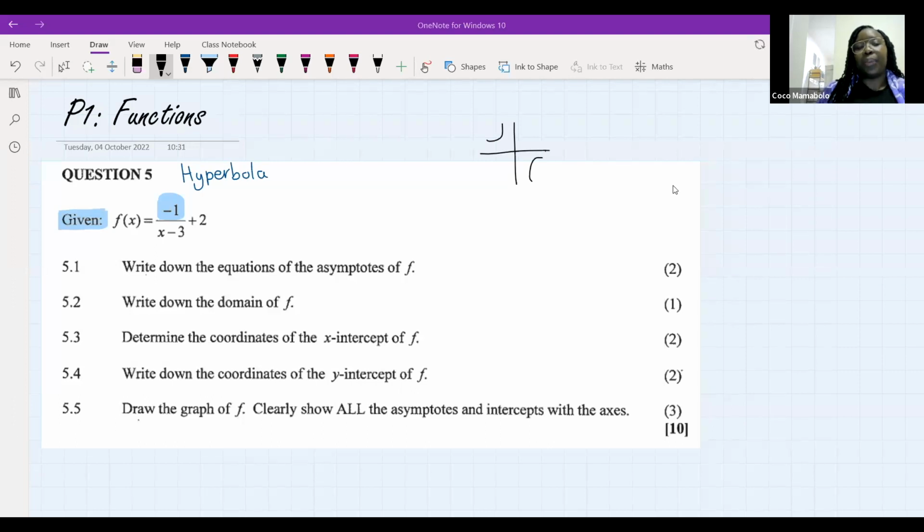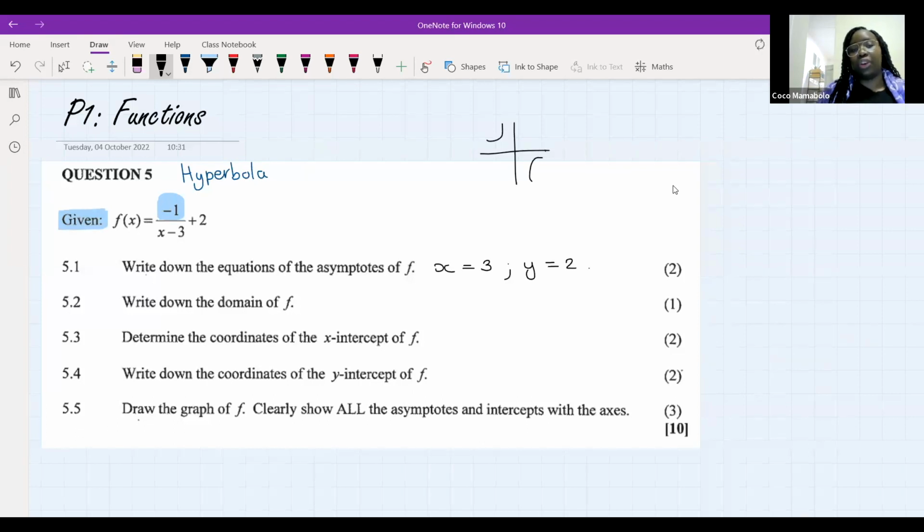Okay, so the first question that we get here is write down the equations of the asymptotes. Now remember, these are equations. So you can't just say the asymptote is 3 and 2. That is unacceptable. They want you to write it as an equation. There needs to be an equal sign in each of those answers. So we must have that x is equal to 3 and y is equal to 2.